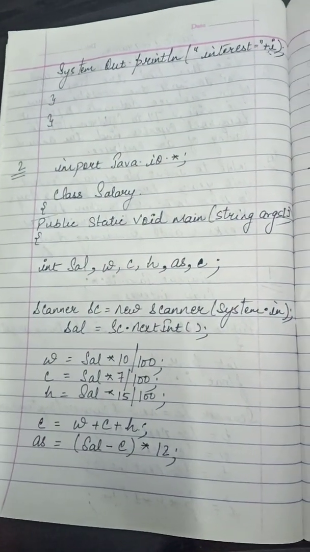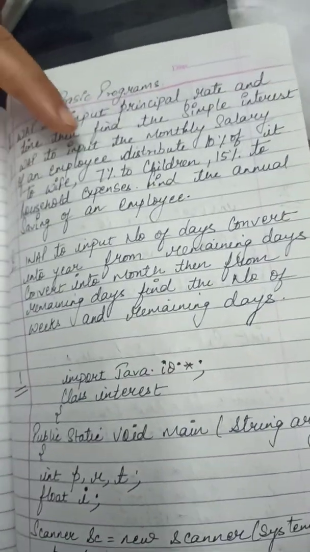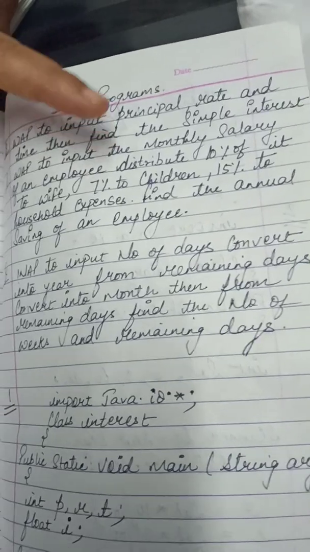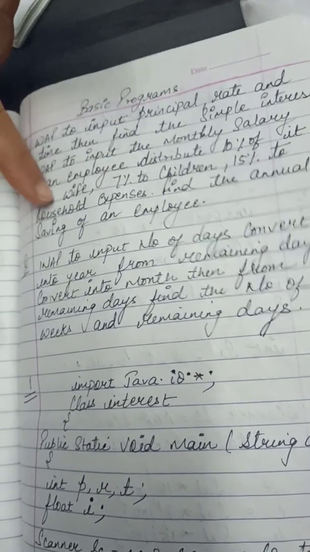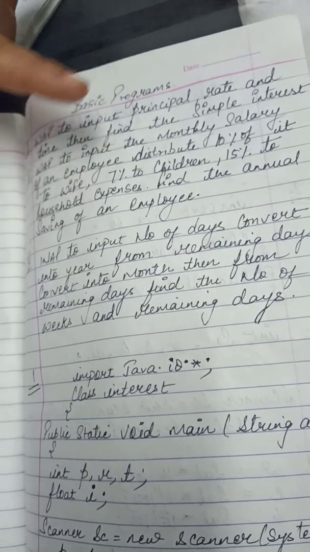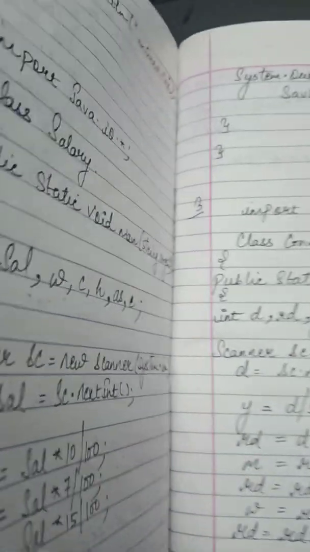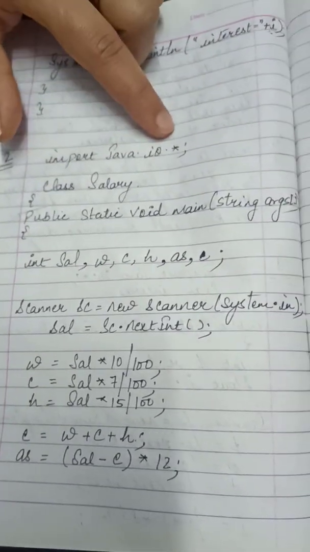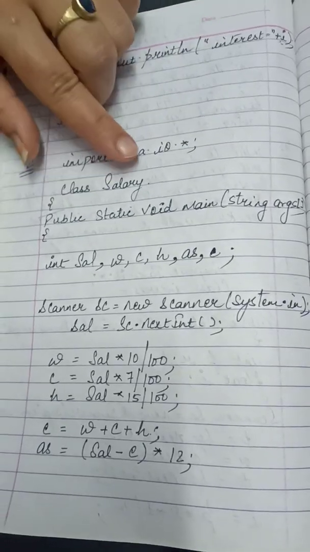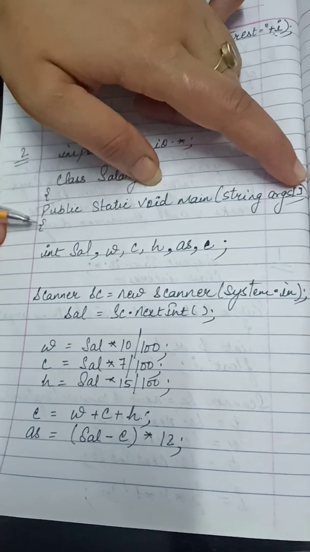Next program is you have to input the monthly salary of an employee and distribute 10% of it to wife, 7% to children, 15% to household, and you have to find the annual saving of an employee. Now see how we will do this program. Import java.io.*; class salary, public static void main(String args).